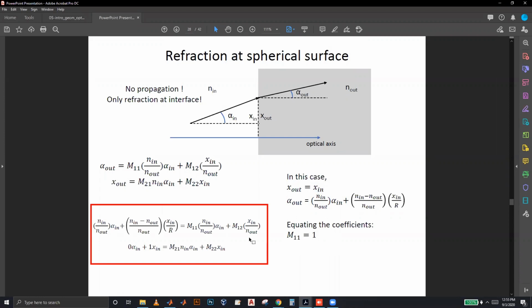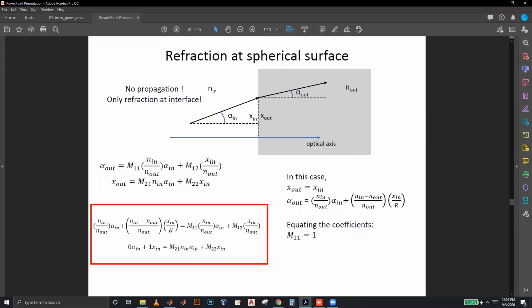So equating the coefficients, I've written them out in a way that makes it easier for me to compare, so that I can compare alpha out with this alpha out. So basically this side, N in over N out and so on, is written over here, equals this term. Then I have to compare X out and this X out. So I've written out X in like this: X in equals 1 times X in plus some 0 multiplied by alpha in, so that I can compare easily. And then I've written out this term over here as well. Okay. And now I equate the coefficients.